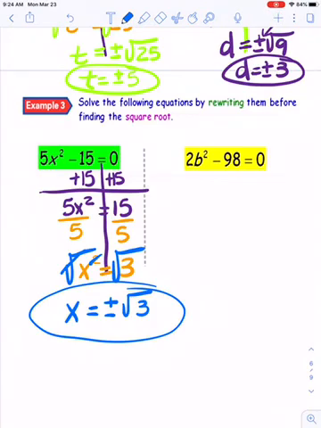So this is how we solve quadratics when there is no b value. We can use what we call the square root method. If you'd like to try this one, I'll leave this one open for you.